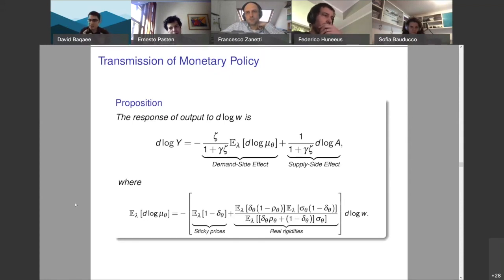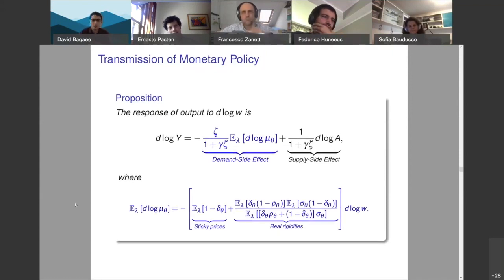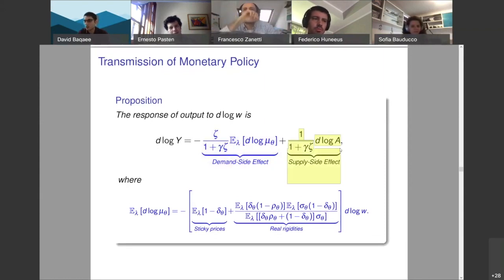Yeah, so having the dispersed markups is really key here to getting these effects to show up. Okay, great. So this is just the way we're going to decompose the effect. We have the demand side effect that goes through labor demand, and then we have the supply side effect that goes through productivity growth.